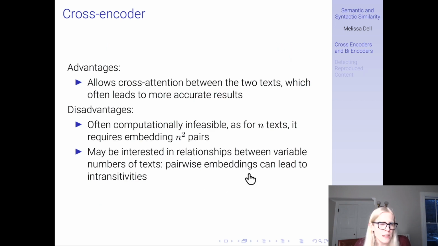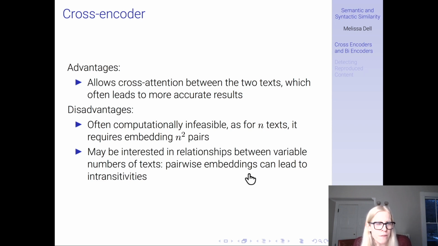The advantage of this is that it allows cross-attention between the two texts, which often leads to more accurate results. When you're computing representations for text A, you can attend to text B and attend flexibly to whatever tokens in text B are most advantageous for the text at hand. So it makes sense why this is going to give better representations. If you want to know if two texts are the same in some way, are related, being able to have cross-attention between them is potentially very useful.